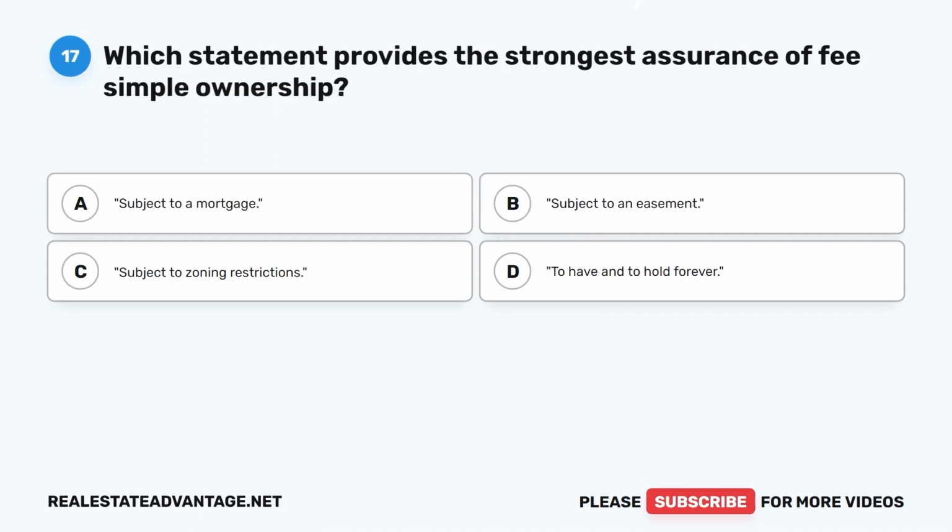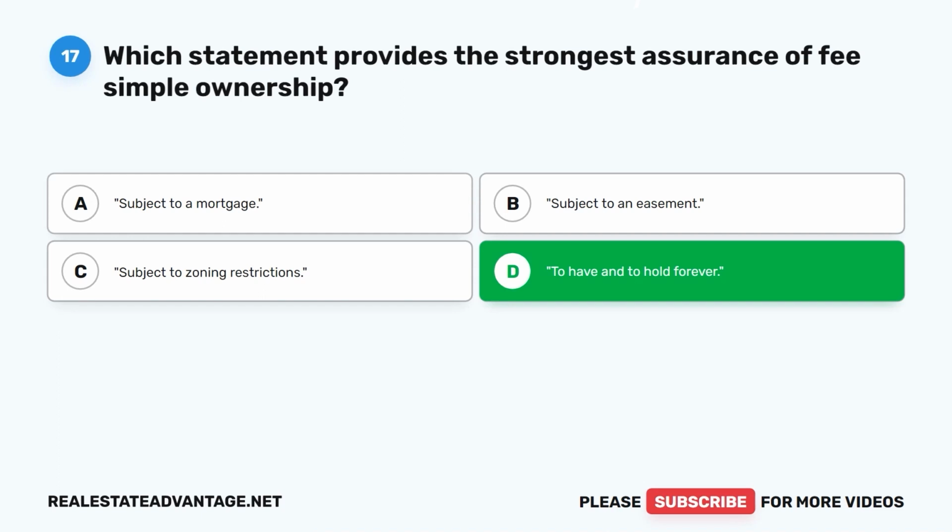Question 17. Which statement provides the strongest assurance of fee simple ownership? A. Subject to a mortgage. B. Subject to an easement. C. Subject to zoning restrictions. D. To have and to hold forever. The correct answer is D. To have and to hold forever.